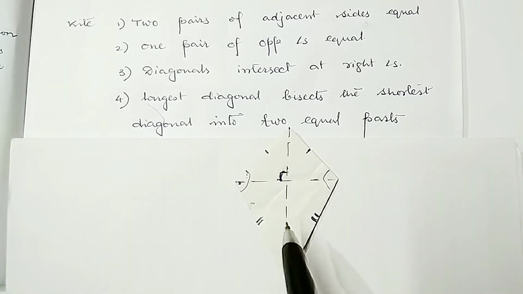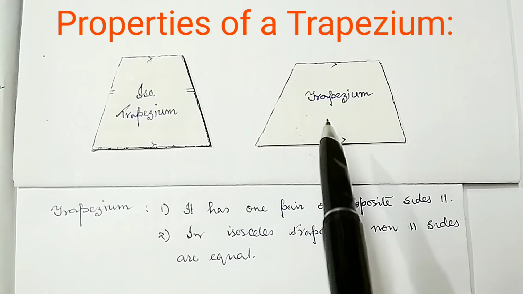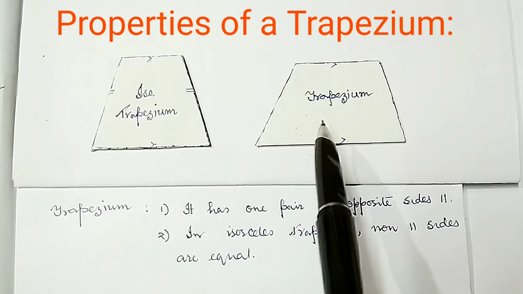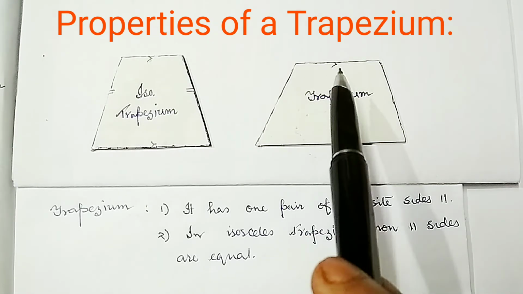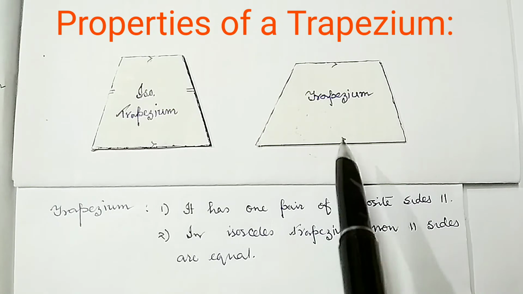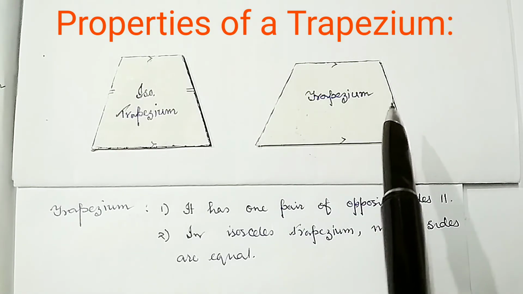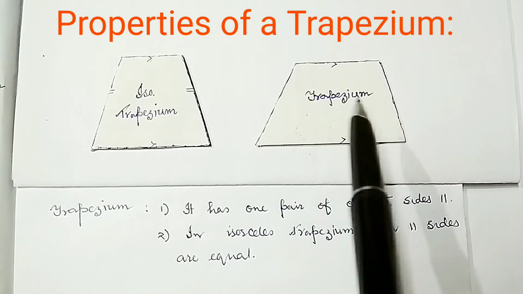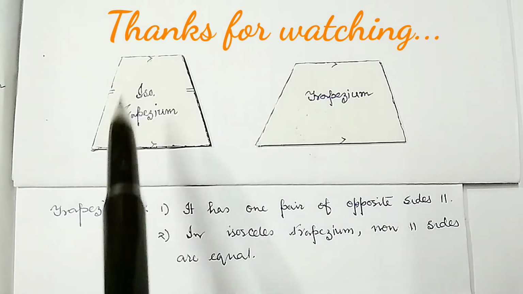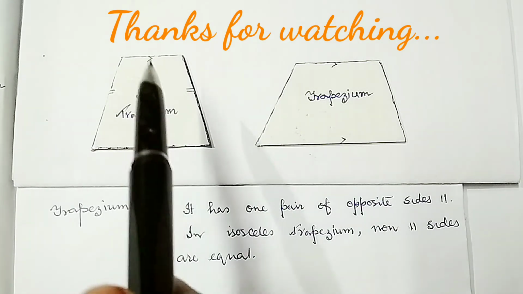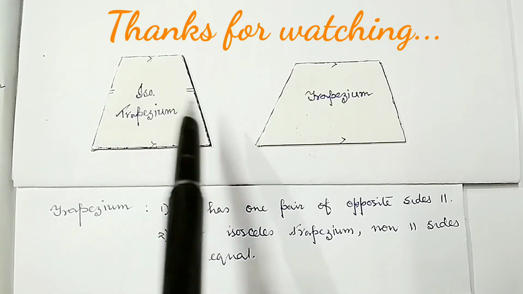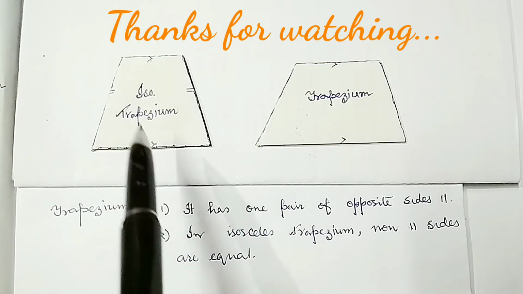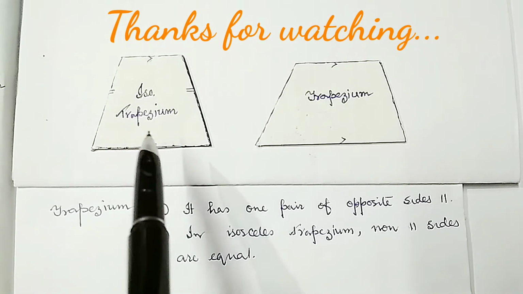Let me discuss the properties of trapezium now. In case of a trapezium, which is a special case of quadrilateral, one pair of opposite sides are parallel. So this side and this side are parallel, whereas this one and this one are not parallel. This type of quadrilaterals are called trapezium. Suppose in a trapezium, these are two parallel sides and these non-parallel sides are equal. If these non-parallel sides are equal, then this type of trapeziums are termed as isosceles trapezium.